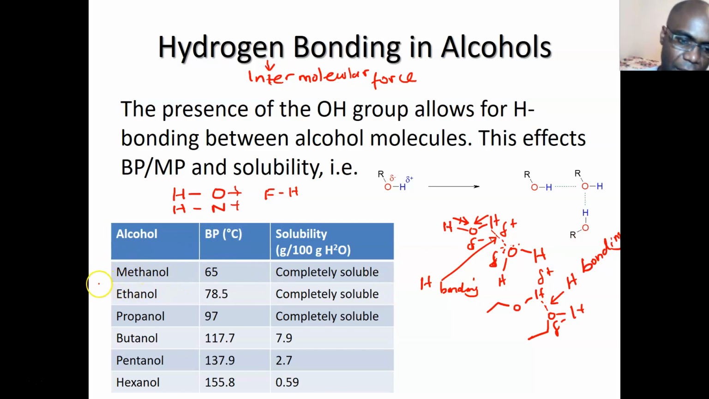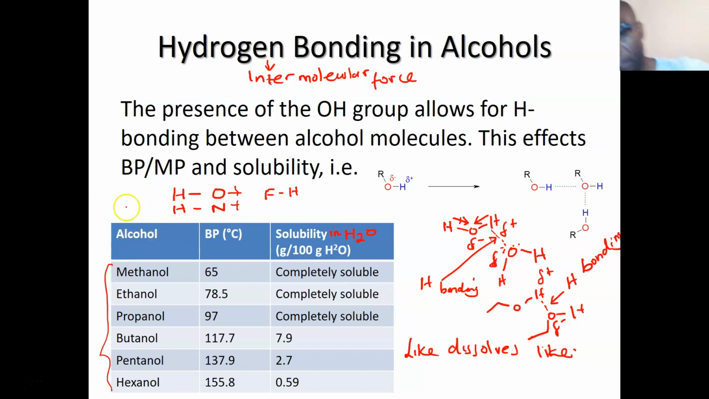Now let's look at the alcohols and their solubilities in water. Okay, so the principle for those taking the lab, the principle like dissolves like is very important in organic chemistry. So if something is polar, it's gonna dissolve in polar solvents. So polar solids dissolve in polar solvents. Let's look at the boiling points and let's look at the solubility scale. So we are looking at how many grams of these alcohols can dissolve in 100 grams of water.